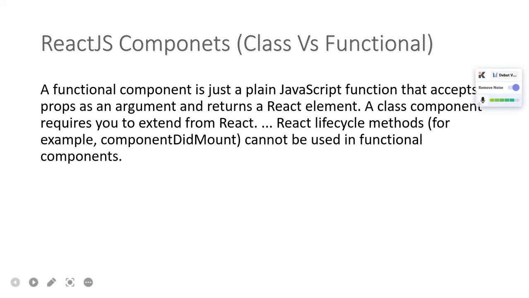Okay, in the last video I discussed the ReactJS app folder structure. Now I would like to explain the ReactJS components, class versus functional components. As per my knowledge, a functional component is just a plain JavaScript function that accepts props as an argument and returns a React element. What does that mean? I will give an example.